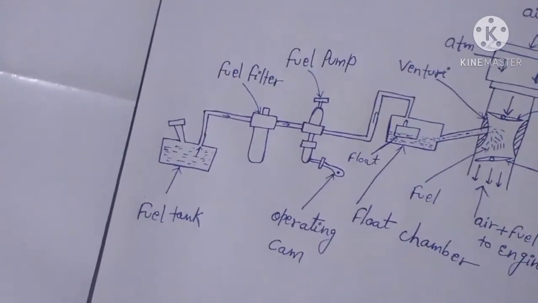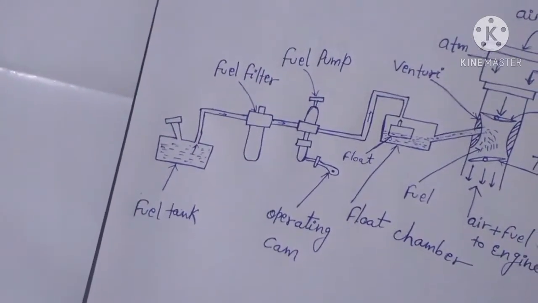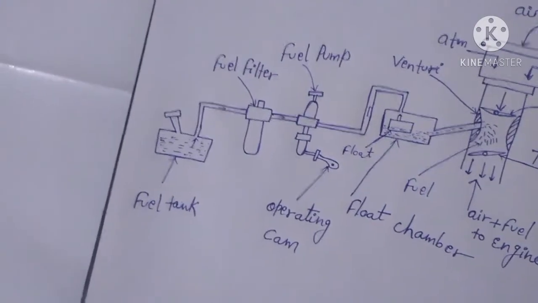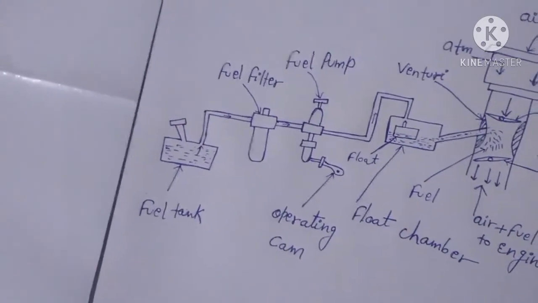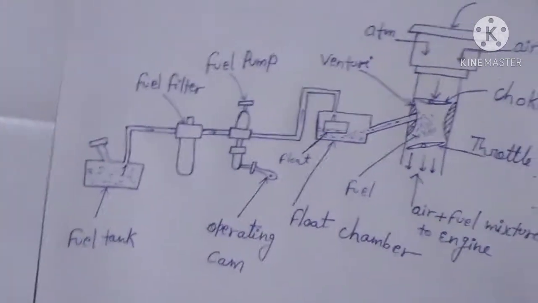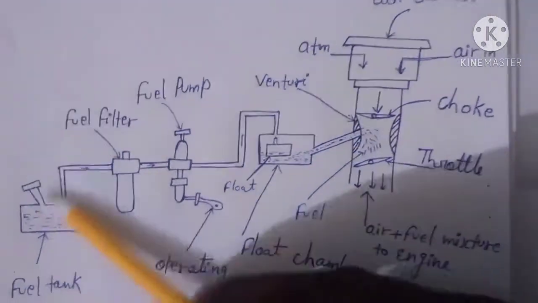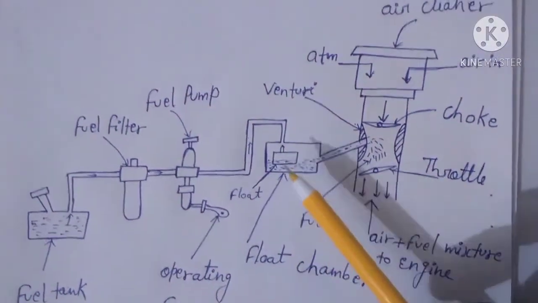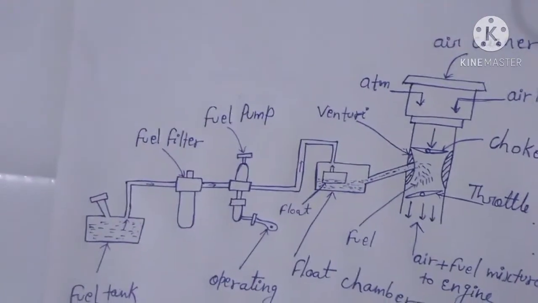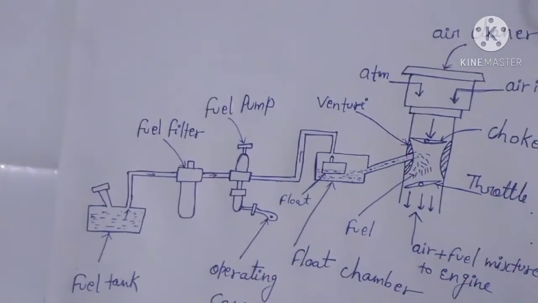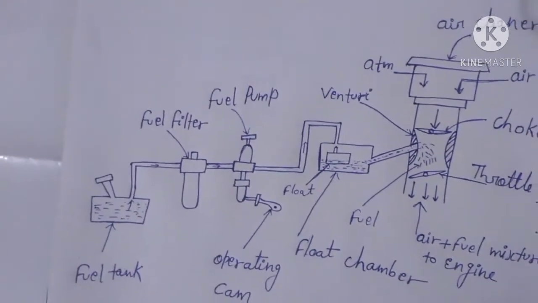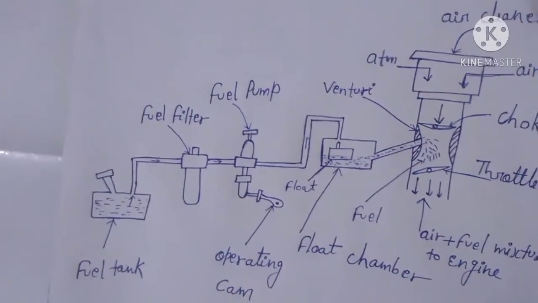The fuel is pumped with the help of a petrol pump from the storage tank to the carburetor. The tank level is always below the level of the float chamber. So here this is the float chamber, and this fuel tank is always below the float chamber. The pressure developed should be just sufficient to overcome the friction losses, notice, friction losses passing through the filter.